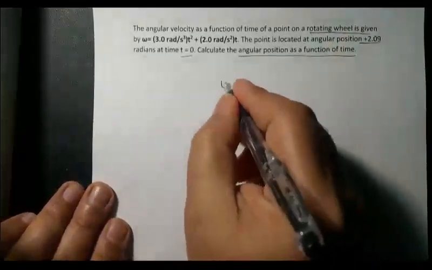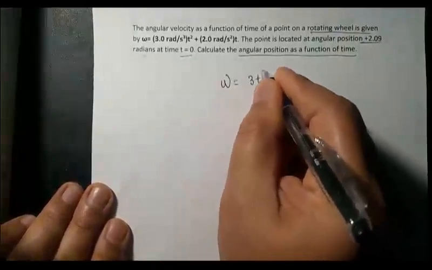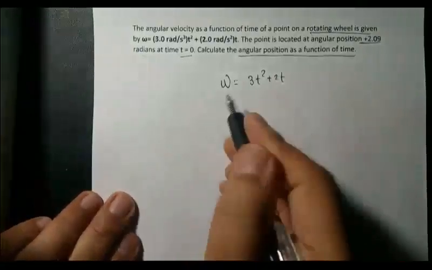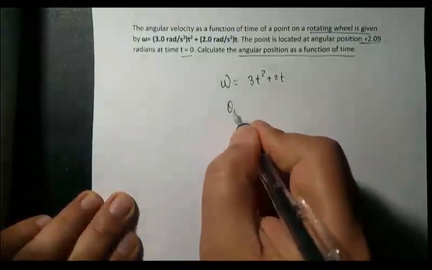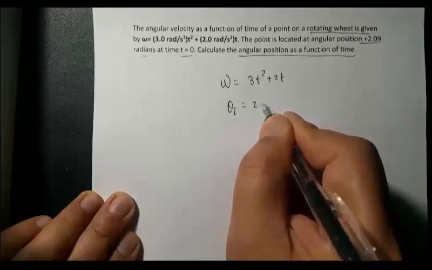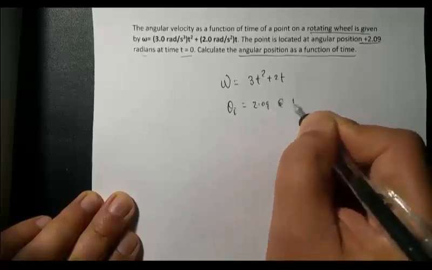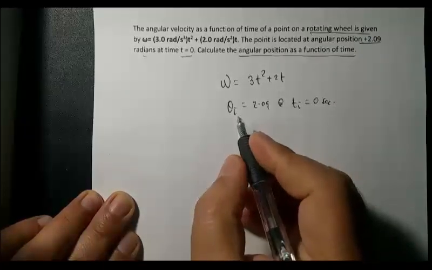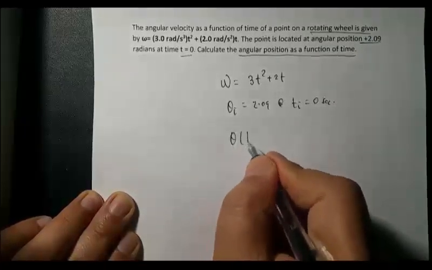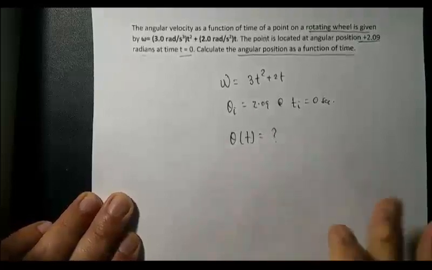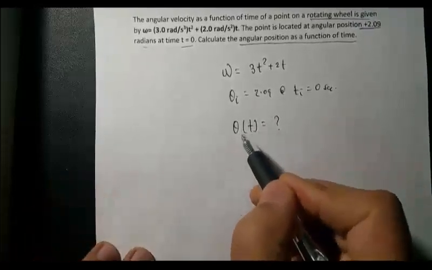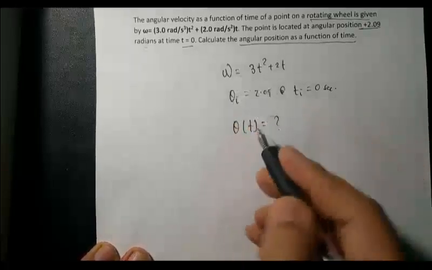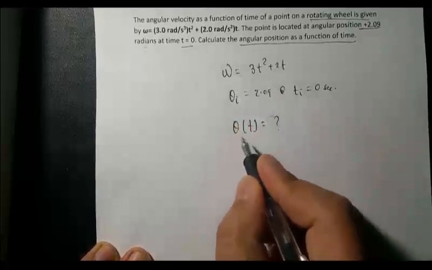So you're given the angular velocity as a function of time. I'm just going to write down the magnitudes. It says theta initial is 2.09 at initial time 0 seconds. And it's asking what's the general angular position theta as a function of time. So you're given the omega, and it's asking you to find theta.